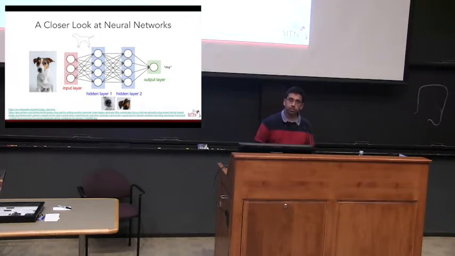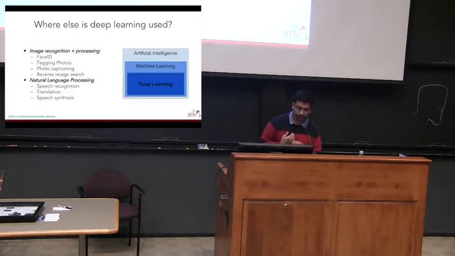So why do we really care about deep learning? Why is it so important? One of the big reasons here is deep learning is being deployed for a bunch of different applications. In terms of image recognition and processing, we're seeing deep learning in applications like Face ID. So if you use your iPhone and you take a picture of yourself and it automatically unlocks the phone, that's Face ID. That's using a neural network or deep learning in the background.